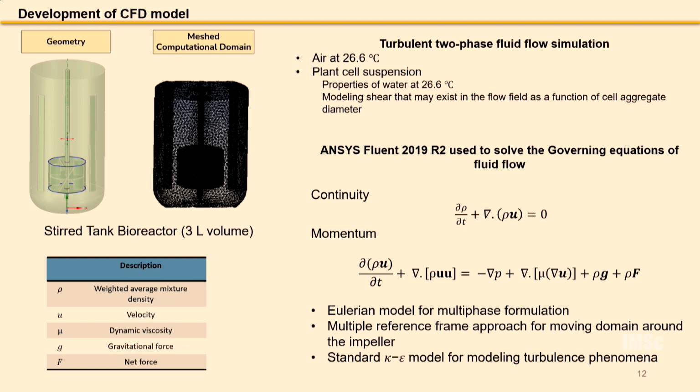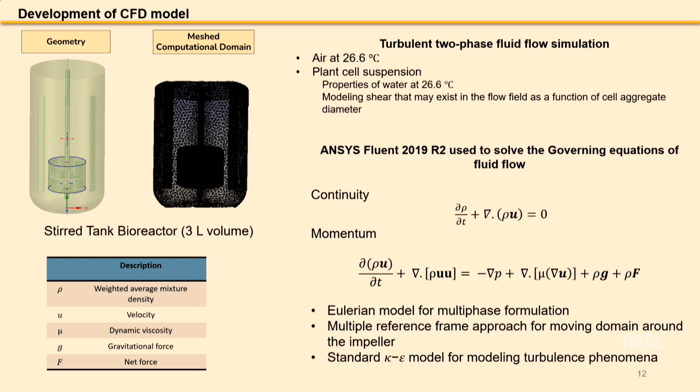The two phases we are choosing are air and the plant cell suspension at a temperature of 26.6 degrees Celsius. This is because the plant we are interested in, as I said earlier, Viola odorata, which we have taken as a model system, grows well at this particular temperature. We also modeled the shear that may exist in the flow field as a function of the cell aggregate diameter.